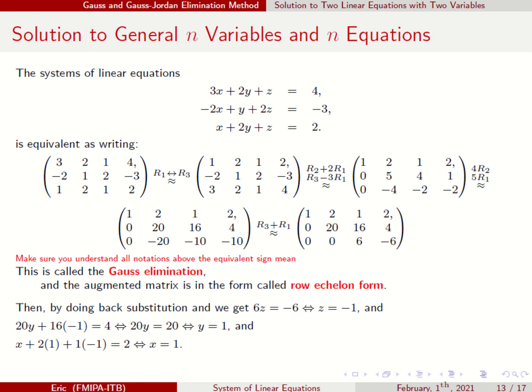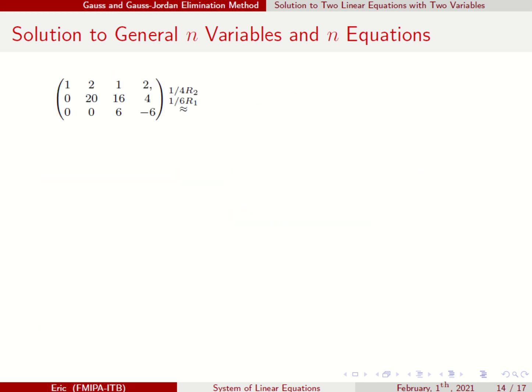What about if we continue this? We continue by multiplying R3 by 1 over 6, and R2 by 1 over 4. So you have this one. This leaves you z equals minus 1, so I know what z is. What about y?